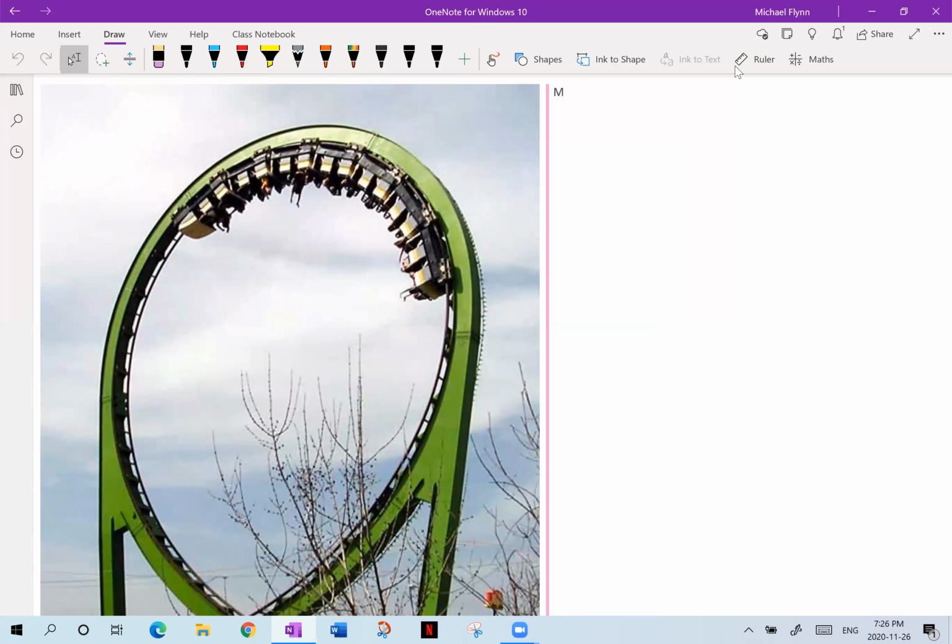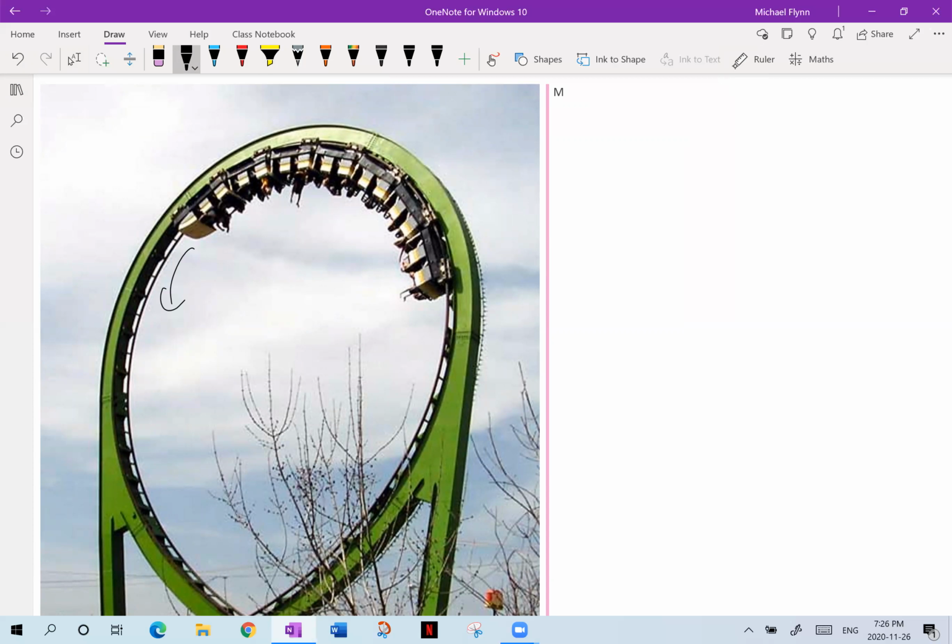Those were the days before the pandemic when we could go to Canada's Wonderland. All right, so here the people are upside down. They don't fall off the track. Of course, the roller coaster is going around this way.